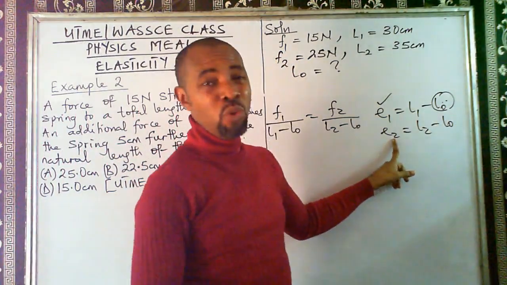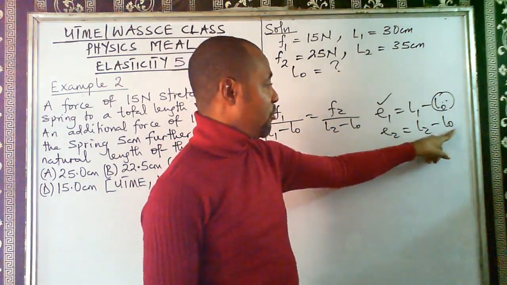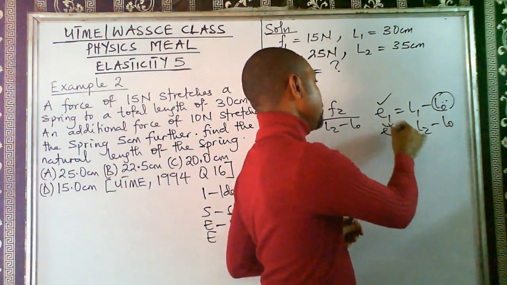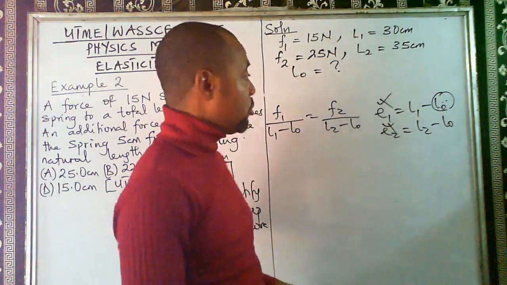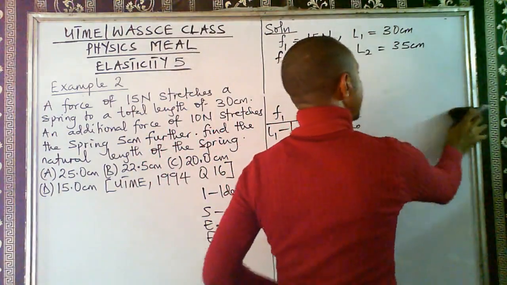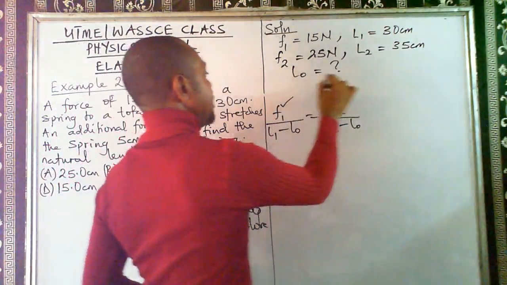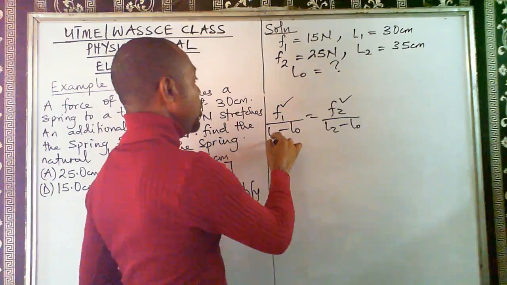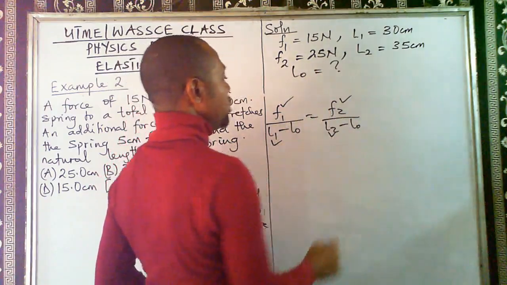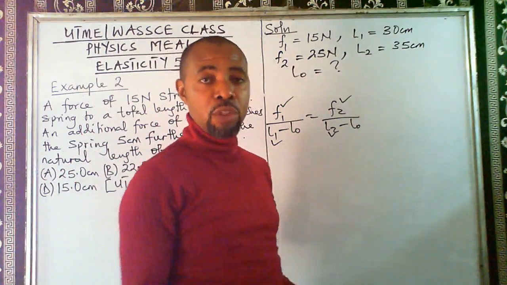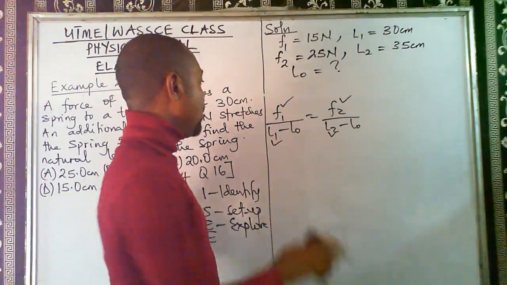So E2, L2 minus this, we are looking for L0. Do we know E2? No, we don't. We only know L2. So this equation cannot also be used. So we cancel these two. So let's check the remaining one. We know F1, right? We know F2. Do we know L1? Yes. Do we know L2? Yes. The only unknown in this equation is L0. So this equation will be suitable for our calculation.